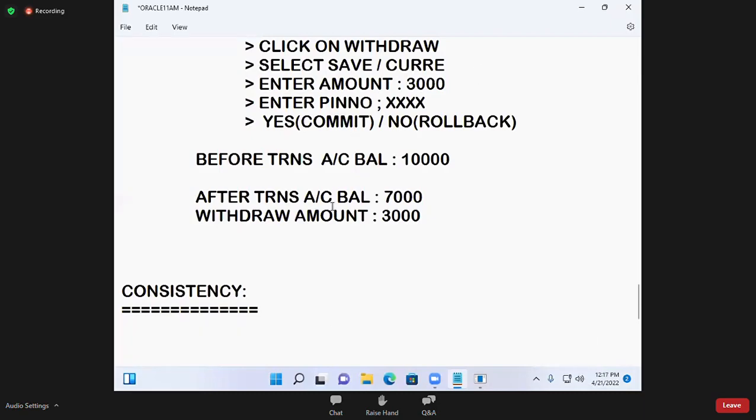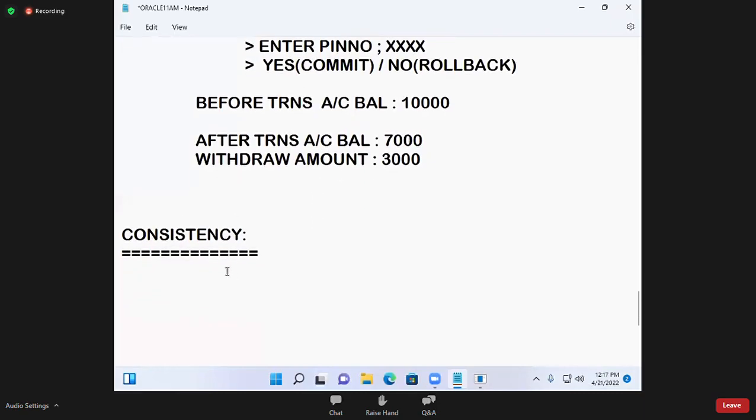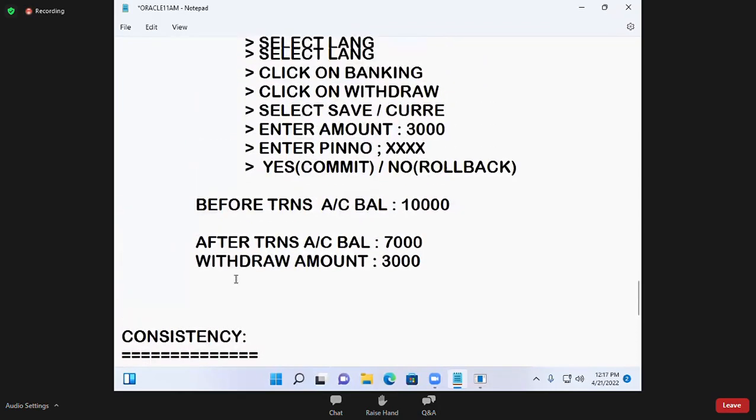Okay. Anyway, guys, consistency. Consistency means what? To maintain accurate and regular information. Once it is updated, whether minus or add, whatever you did, that information will be accurately updated in your system. That means your database. And next, come back here.